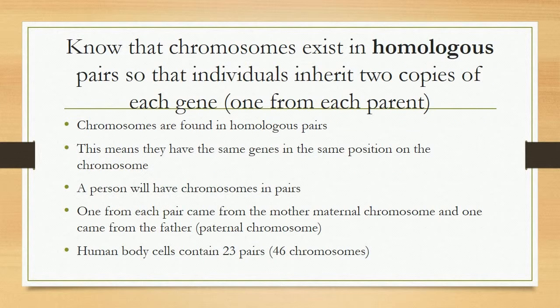Know that chromosomes exist in homologous pairs so that individuals inherit 2 copies of each gene, 1 from each parent. Chromosomes are found in homologous pairs. This means they have the same genes in the same position on the chromosome. A person will have chromosomes in pairs. 1 from each pair came from the mother, the maternal chromosome, and 1 came from the father, the paternal chromosome. Human body cells contain 23 pairs, 46 chromosomes.